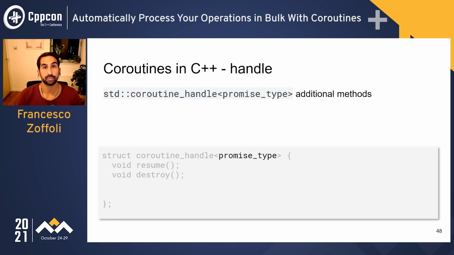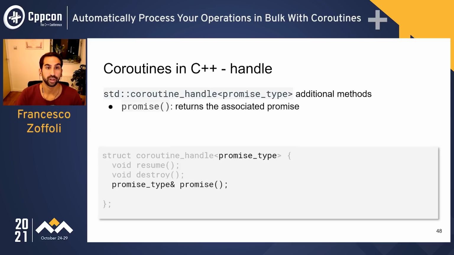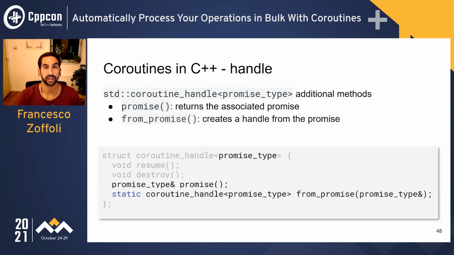Coroutine handle is a template, so you can provide the type of the promise type it points to. When this is done, it provides some additional methods. It has a promise function, which returns a reference to the associated promise. And it has a from promise function, which is a static function that creates a handle from a promise reference. Let's see how all of these work together.